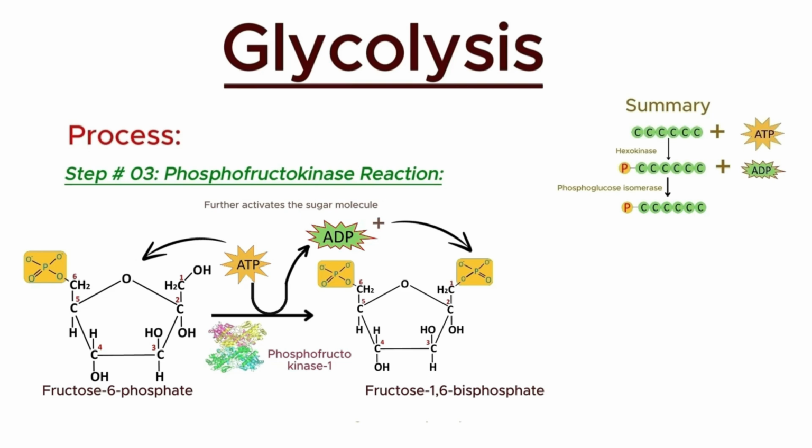To summarize, fructose 6-phosphate plus ATP is converted into fructose 1,6-bisphosphate and ADP. This reaction is catalyzed by PFK1, a key regulatory enzyme in glycolysis.